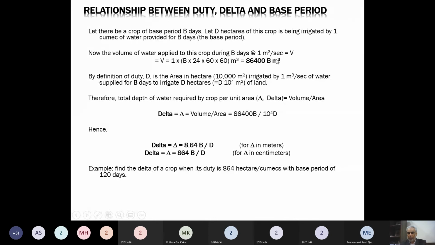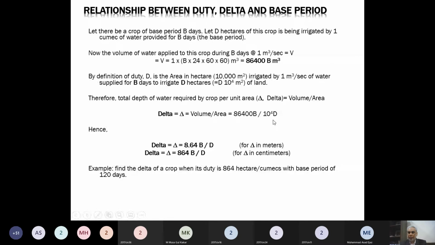Got it? So if this is applied, this much volume of water is applied on D hectares. So then I divide this volume by the D hectares, volume divided by area. Multiply it with 10 to the power 4, this will be cubic meter per square meter. 10,000 square meters, or 10 to the power 4 square meters, are there in a hectare. So for conversion of D hectares into square meters, we have to multiply with 10 to the power 4 in the denominator.